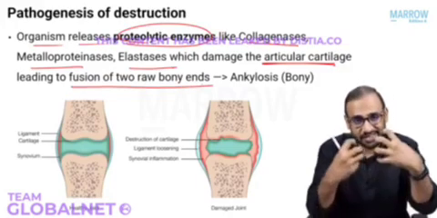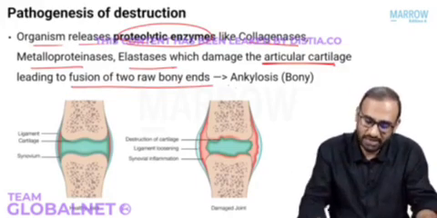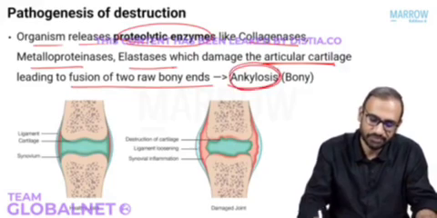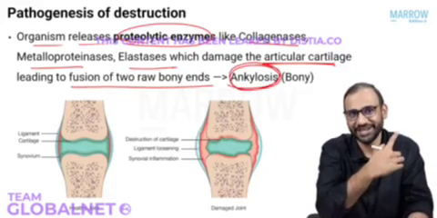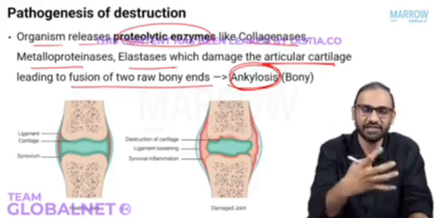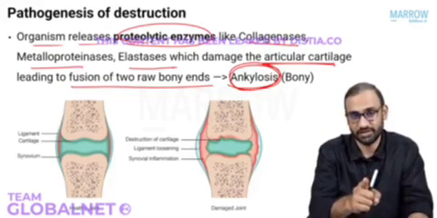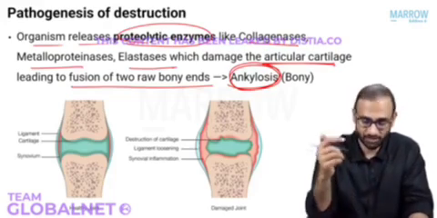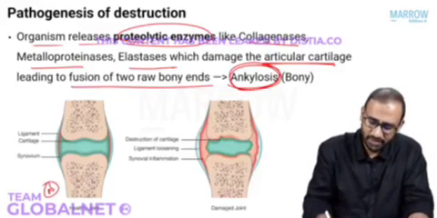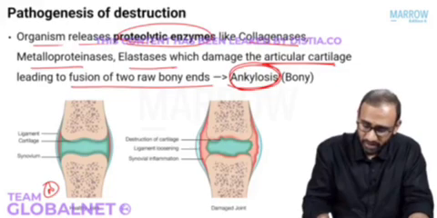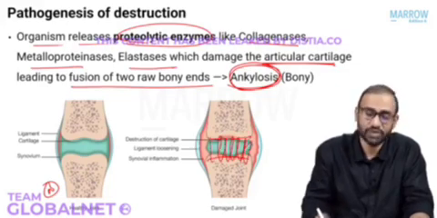This fusion by the disease process is what is known as ankylosis. What is ankylosis? Ankylosis is fusion. Ankylosing spondylitis, remember, ankylosis is basically fusion by disease process. You see, this is a normal joint, and this is septic arthritis. The pus is destroying the articular cartilage, and you are left with two raw ends of the bone, which will eventually fuse with each other.